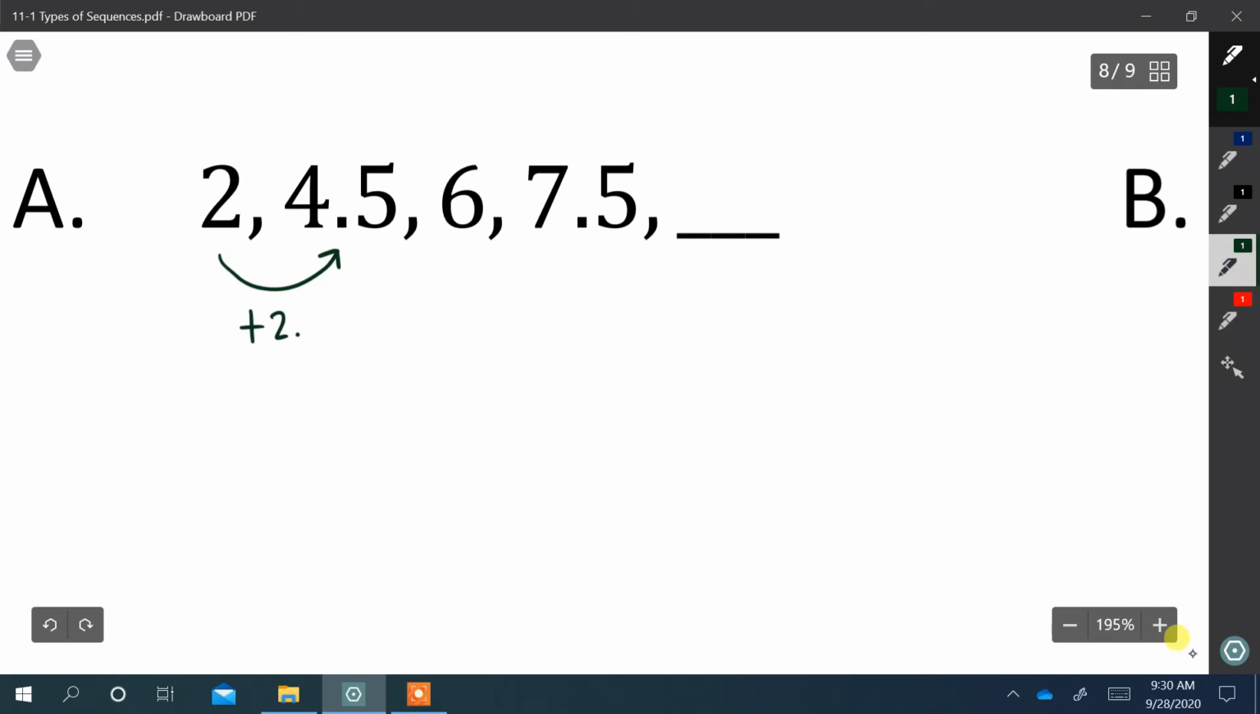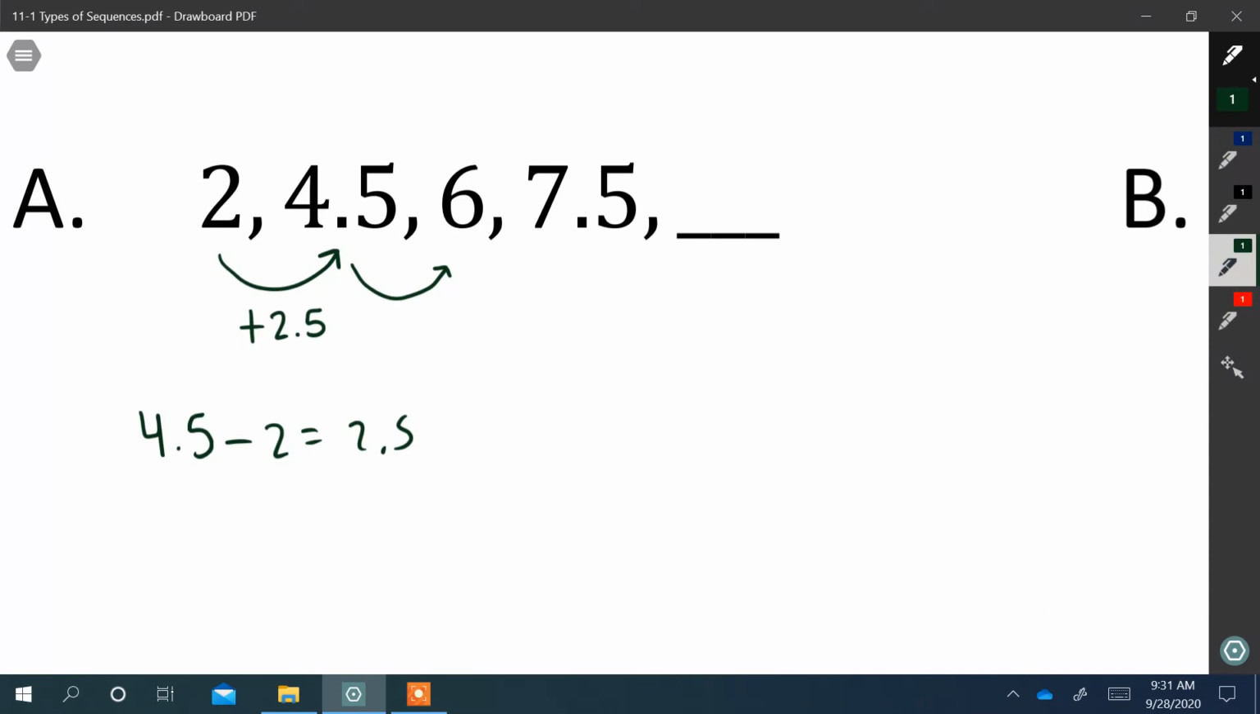Are we adding 2.5? Is that what we're doing? Okay, 4.5 plus 2.5, that'll be 7. Is this geometric? Because if we subtract 4.5 minus 2, I know that I get 2.5, right? But it doesn't seem that we're adding 2.5 constantly. So what is happening in here?